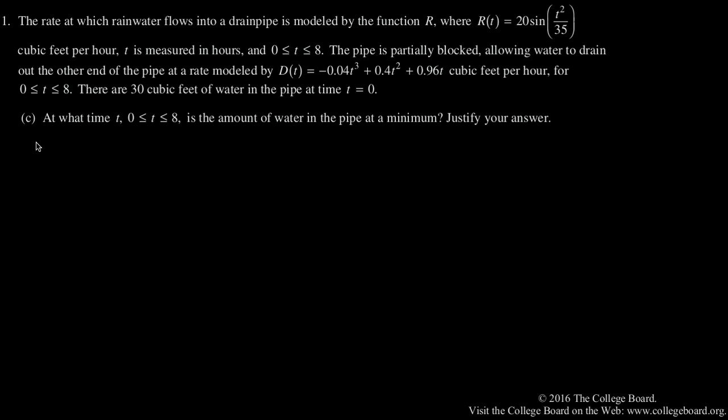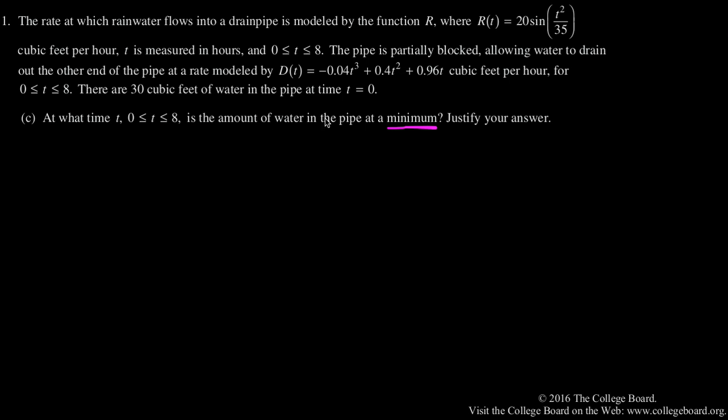All right. 1C asks, at what time t, in the interval 0 to 8, is the amount of water in the pipe at a minimum, and justify your answer. So in order to find a minimum, we're going to find a critical point for the amount of water in the drain pipe.